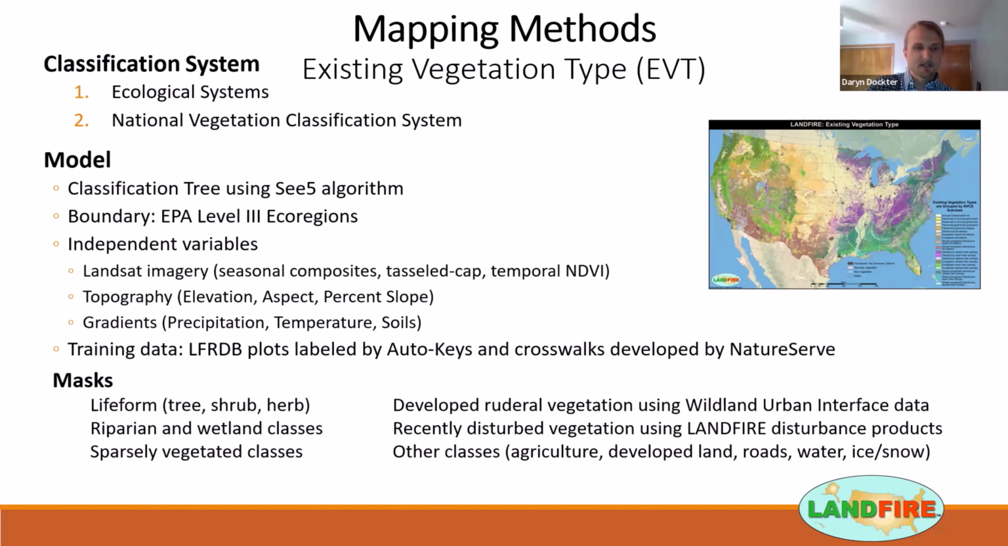So for the masks that are used in this process as well, we have that same life form mask that I mentioned that separates the tree, shrub, and herb. We also have a riparian and wetland mask. We use that same barren sparse mask that's used for cover and height. We had developed rural vegetation that's identified using wildland urban interface for REMAP. Now we have transitioned to using building footprints, which is a lot more detailed, specific, and a lot better for identifying that developed rural vegetation or developed vegetation in and around the impervious structures. We did identify recently disturbed vegetation in the REMAP products. We have moved away from that. So now, the recently disturbed vegetation is just going to go to whatever vegetation type it's closest to.